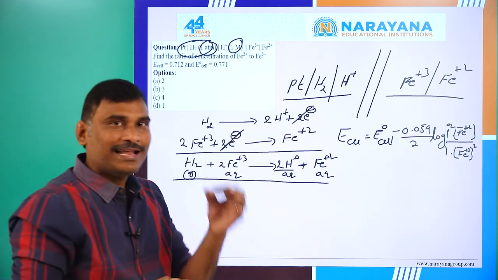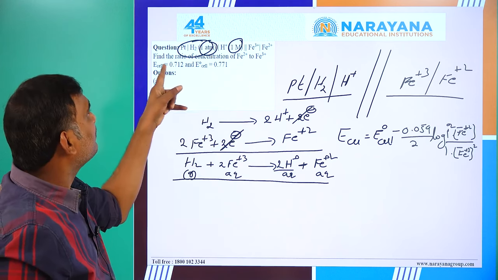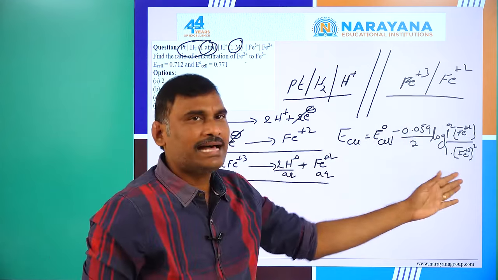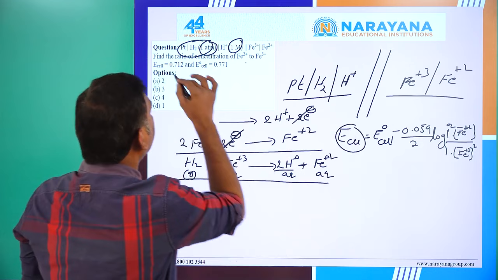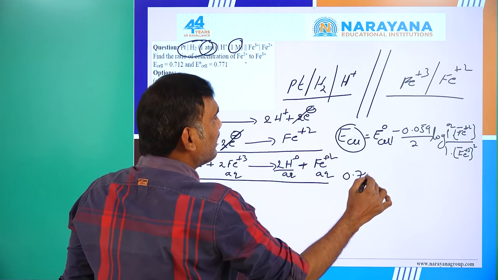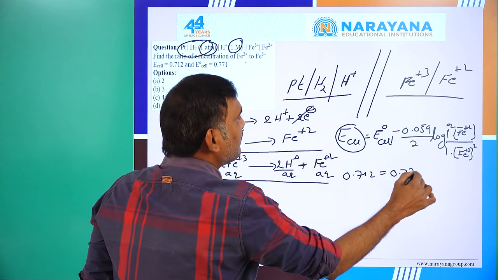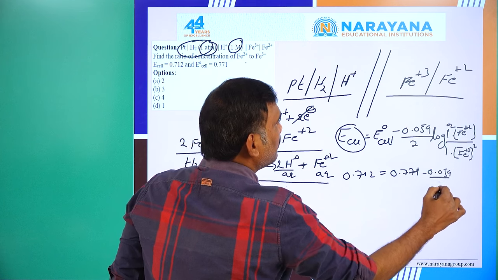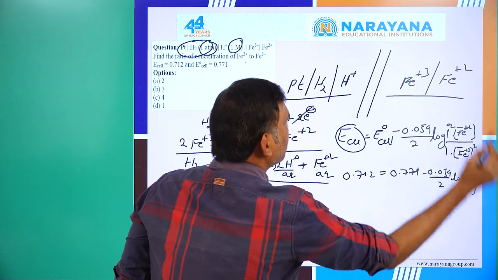But here a small logic is there, students. Product concentration by reactant concentration. They asked directly to find the ratio of concentration of Fe +2 to Fe +3. That's why there is no need to solve everything. Then E cell is given: 0.712 is equal to E naught cell, 0.771, minus 0.059 by 2 log of product concentration by reactant concentration.